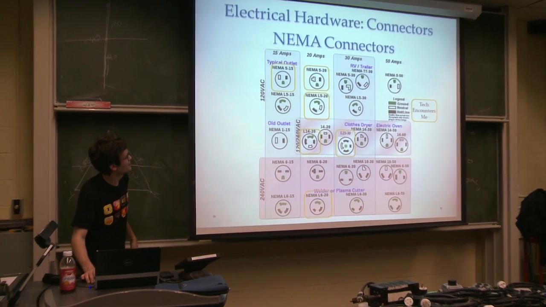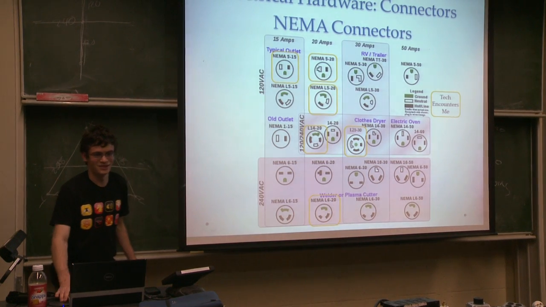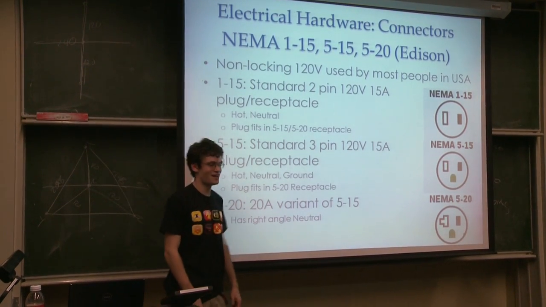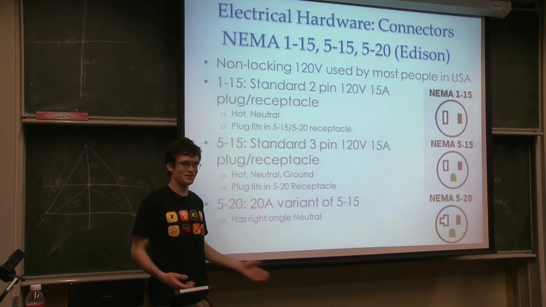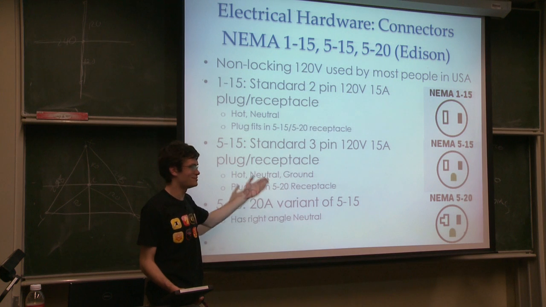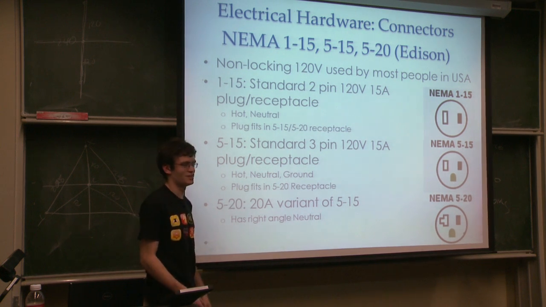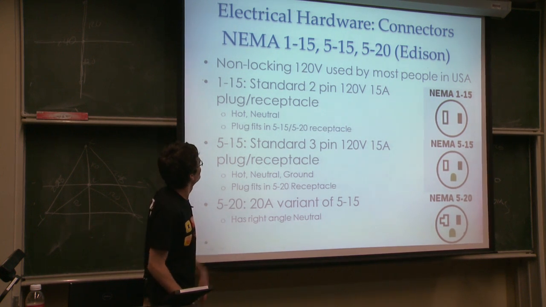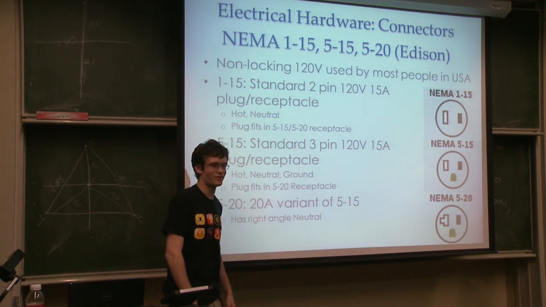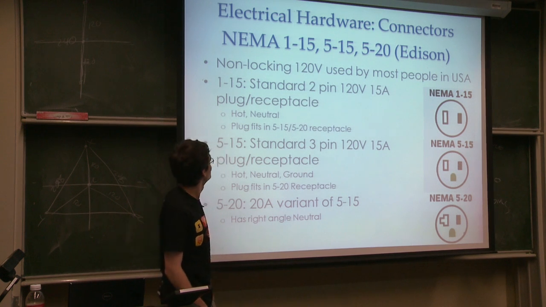So now is the fun process of going through all of these in slightly greater detail. So first, NEMA 115, 515, and 520, also known as the Edison plug. I don't know if Thomas Edison invented it, but it's named after him because he did something with electricity, I don't know what. It's non-locking 120 volt, and it's pretty much the plug you see everywhere in the US, not in specialty installations. It's what you see in the walls.